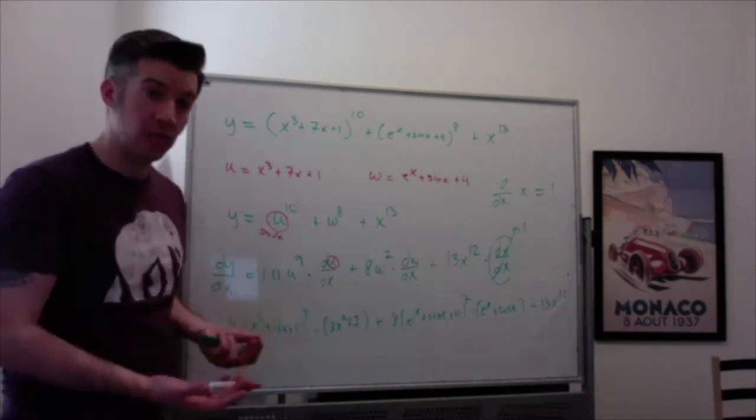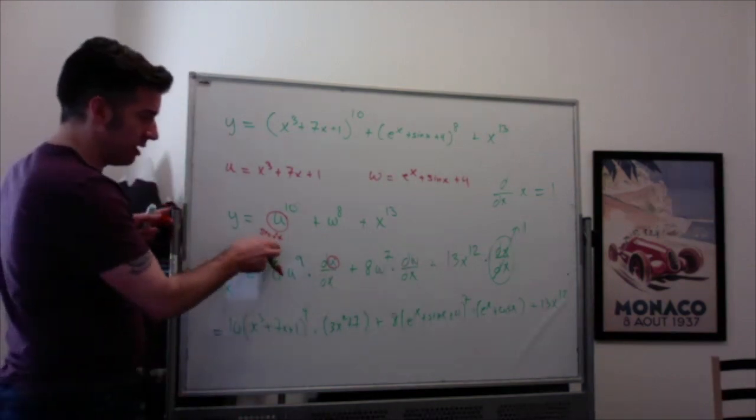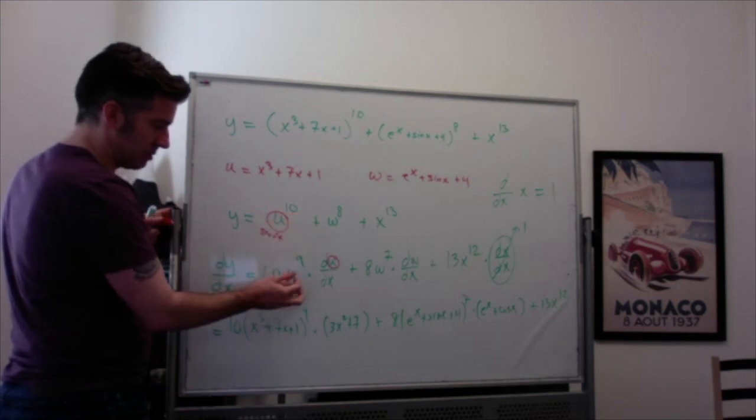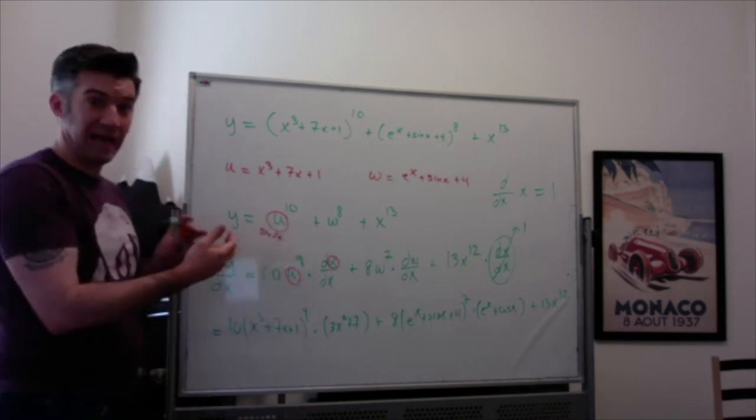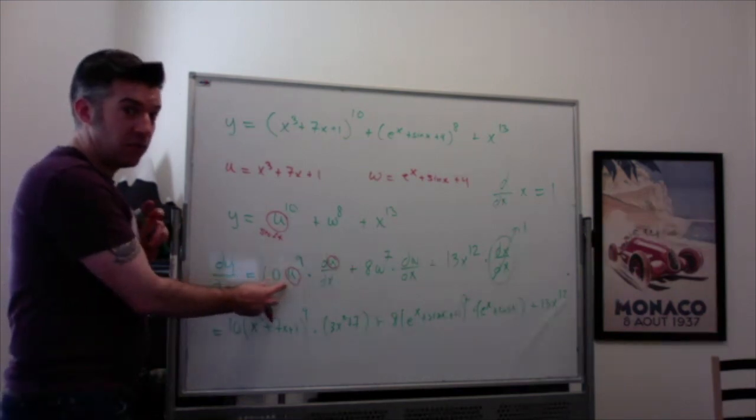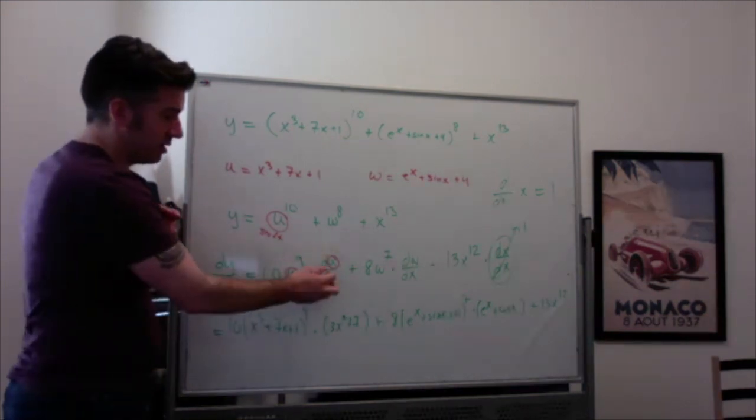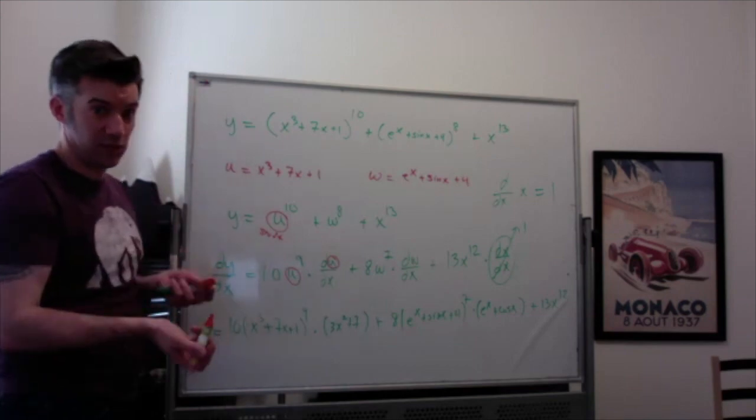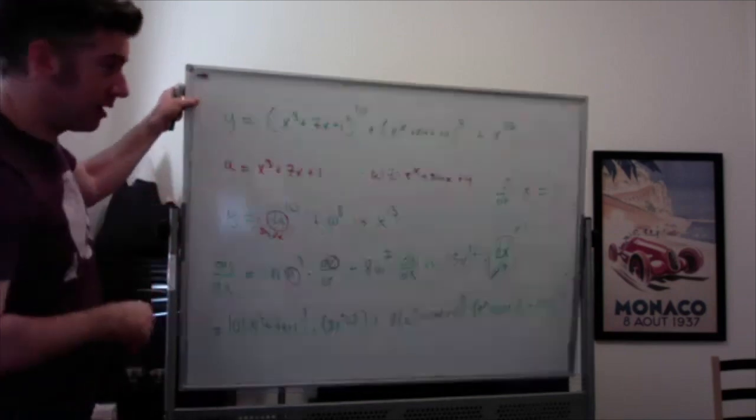I'm taking the derivative of some stuff to the 10th power, some stuff that's a function of x, and I'm using the chain rule and saying that the derivative of this stuff to the 10th power is 10 times this stuff to the 9th power, right? Take the derivative of the outside function, leave the inside alone, then you have to multiply by the derivative of the inside stuff with the chain rule.